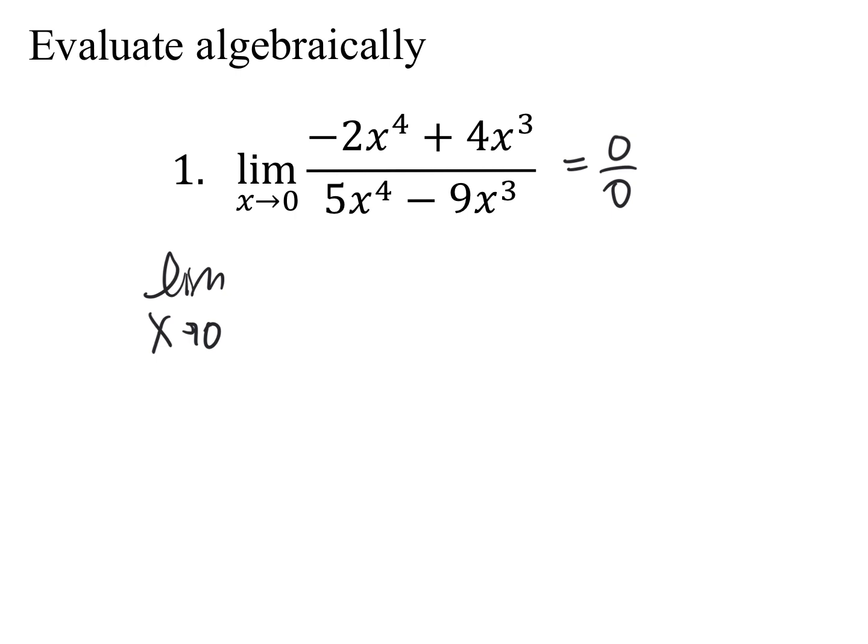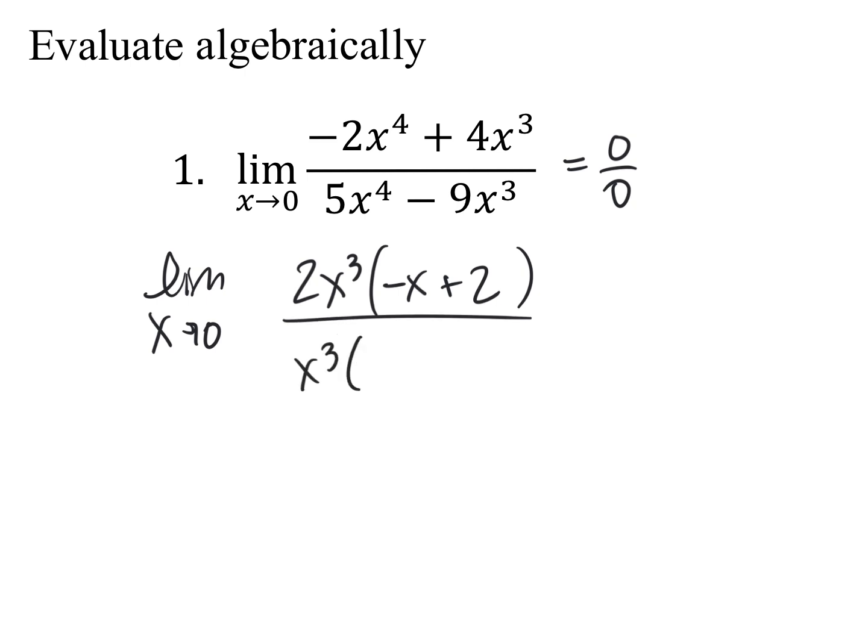Positive or negative? It doesn't matter. You want to take out a positive? And that's what you guys were going with, so let's leave it that way. I dig it. What would be left if I took out a positive 2x to the 3rd? Negative x, right? Plus 2, all right. What about the bottom? Anything in common there? X to the 3rd, what's left?